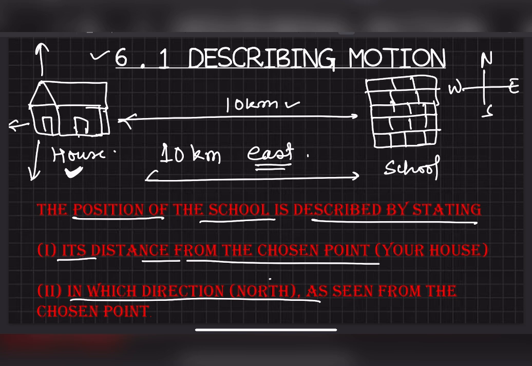In your book I think they are talking about north as an example, but here I have my direction as east. The distance is 10 kilometers. Are you getting the point? I hope you are understanding my point.